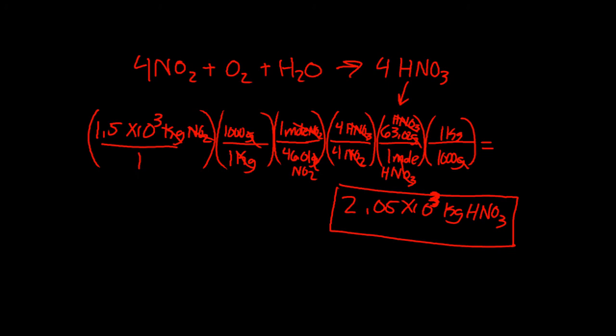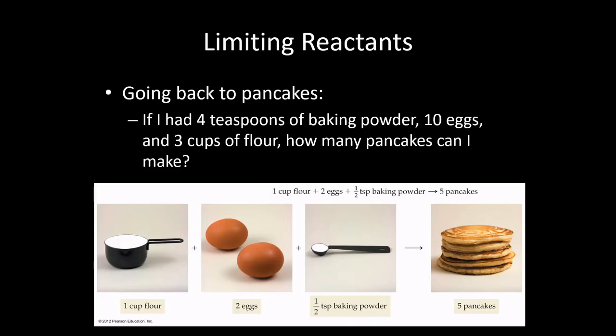All right, we'll call it there for this video. In the next one, we will talk about limiting reactants, where maybe you don't have enough of something. Maybe something is going to run out before everything else does. So we'll talk about that in our next video.